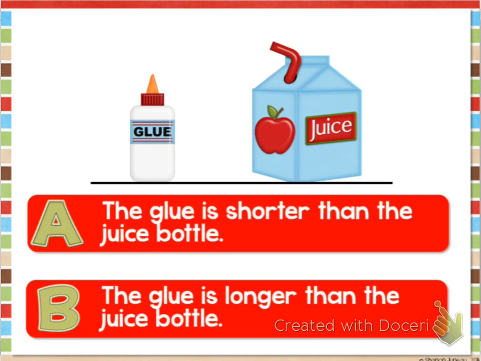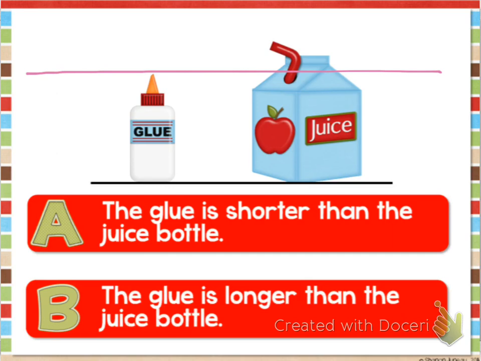So looking at this, the juice box ends around here. So looking at this, we know that the juice box is longer. But first we have to look at the glue, because it says the glue is first. The glue is shorter than the juice box, or the glue is longer than the juice box. So we need to start by looking at the glue.